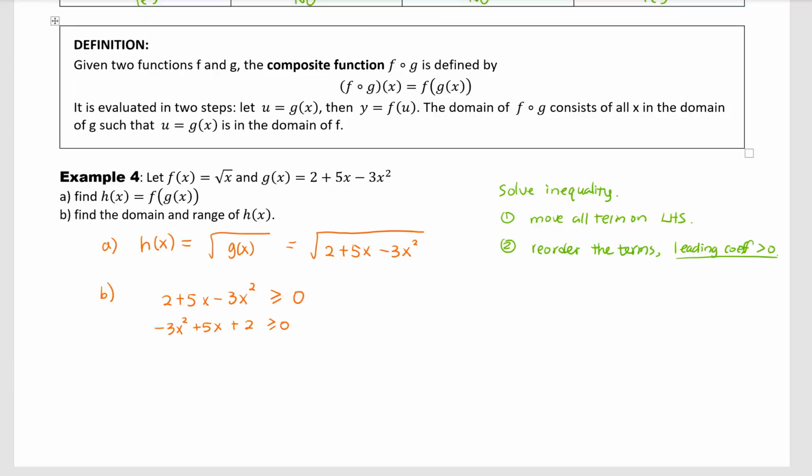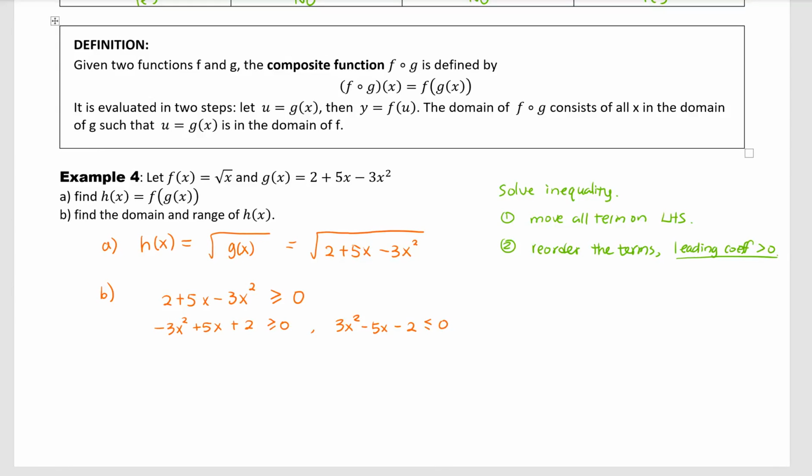And then I want to make sure the leading coefficient is positive. So what do I do? Because it's negative, we multiply by -1 on both sides. Then we flip everything, so it becomes 3x squared minus 5x minus 2. And we also flip the inequality. It was greater than or equal, now it's less than or equal. And 0 times whatever is 0. Okay, so this is the second step.